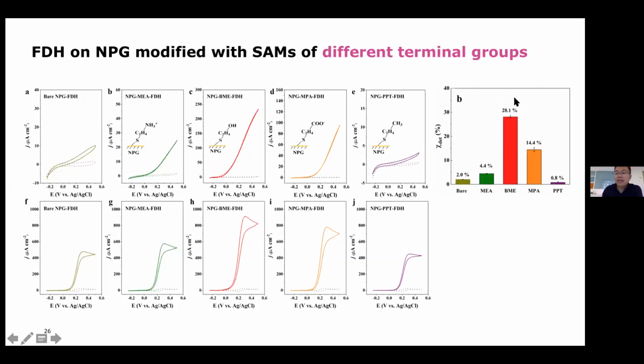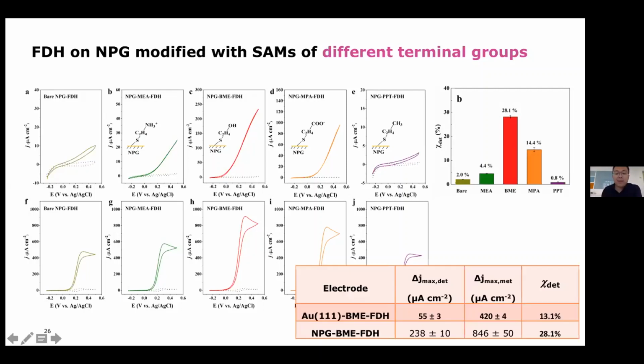The best linker we found is also the OH terminal group, as shown in figure B. But if compared to the data we got on gold 1,1 and the nanoporous gold, the DET ratio on the nanoporous gold is much larger, although still around 90% of the immobilized FDH is not DET capable. If we compare the MET current density on the nanoporous gold, it is almost twice that on gold 1,1, which means the nanoporous gold only somehow increases the enzyme loading by twice. This is somehow smaller than the roughness factor of the NPG of 7.